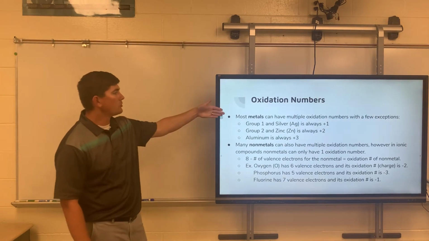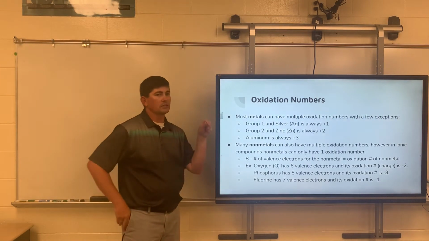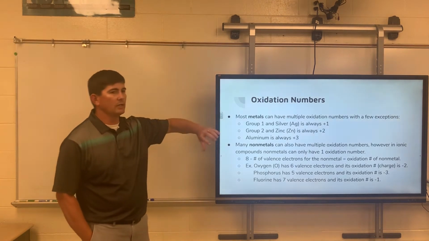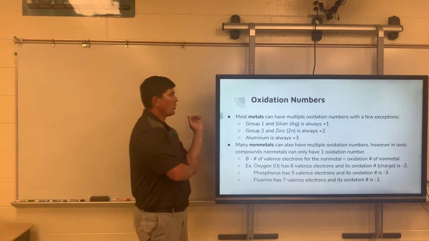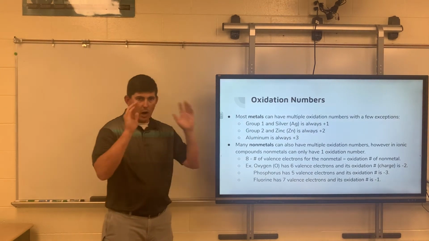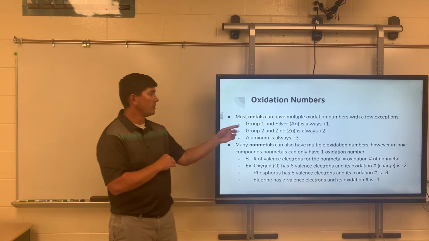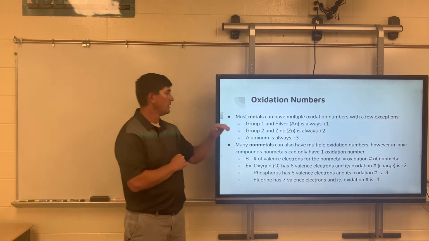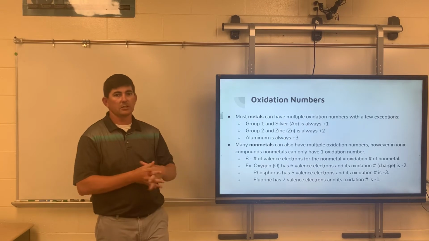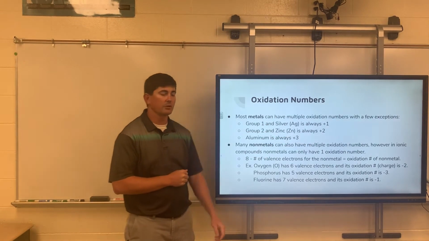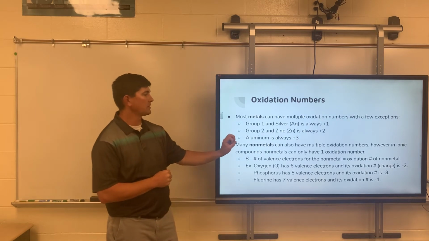Okay, most metals can have multiple oxidation numbers. But there's a few that only have one oxidation number. So all of group 1 is +1. They all have an oxidation number of +1. Silver always has an oxidation number of +1. Group 2 always has an oxidation number of +2. Zinc also has an oxidation number of +2. And then aluminum has an oxidation number of +3.